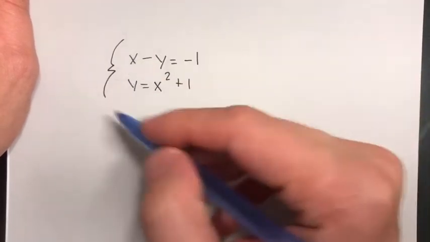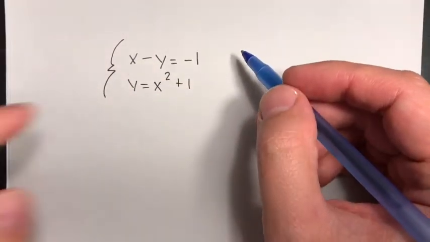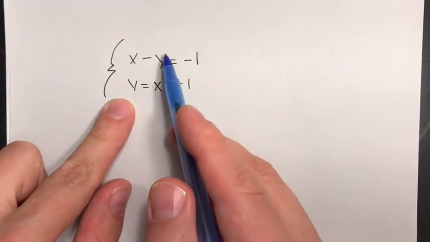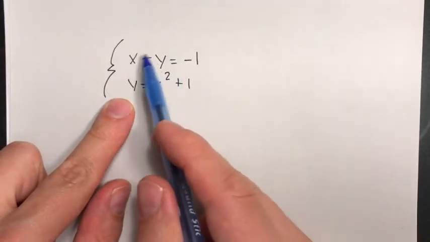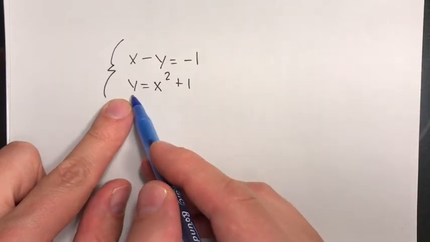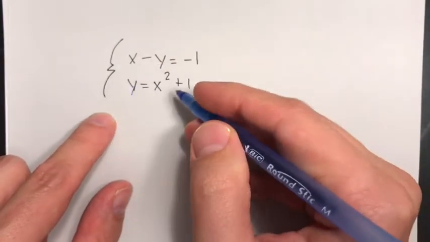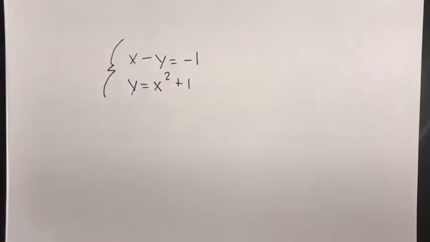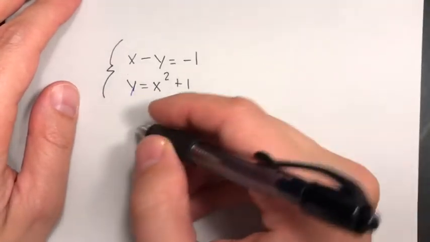So here we go. I'm going to do this with substitution. There's a couple ways we could do this. We could just substitute this guy into this, or we can solve for one of these and then substitute it in there. But because this is already a y equals, I'm just going to go ahead and substitute that into the x minus y equals -1.